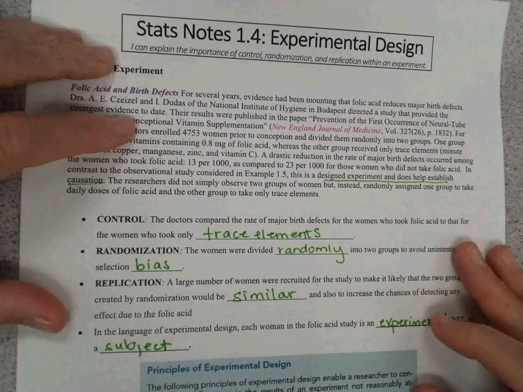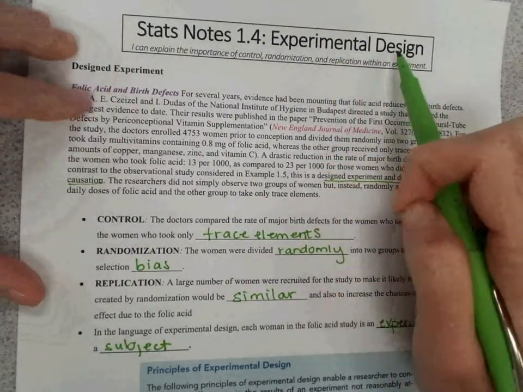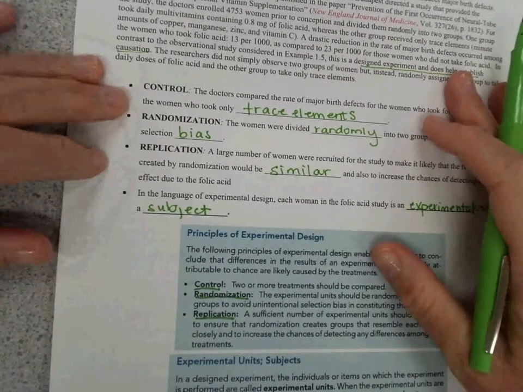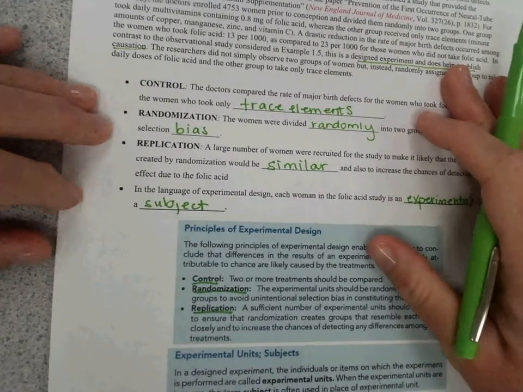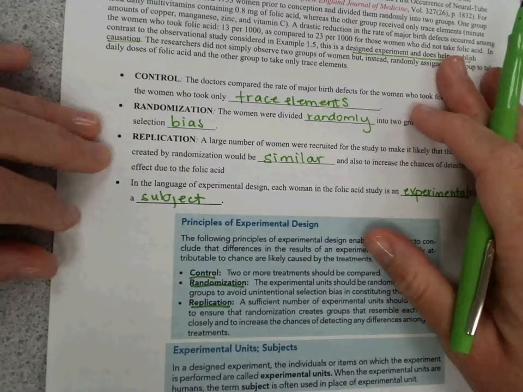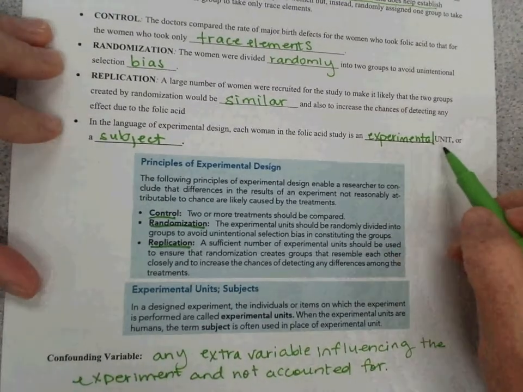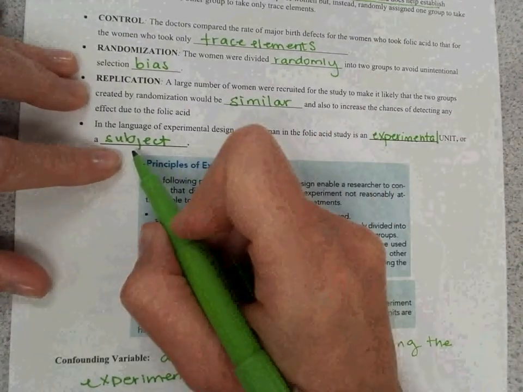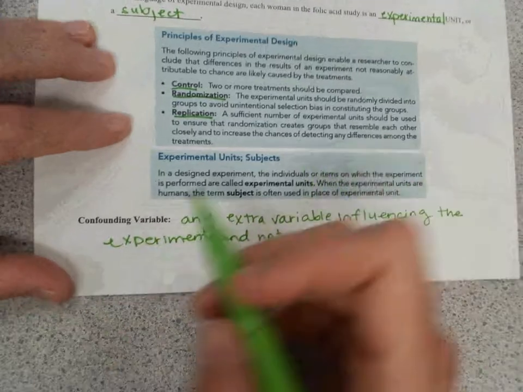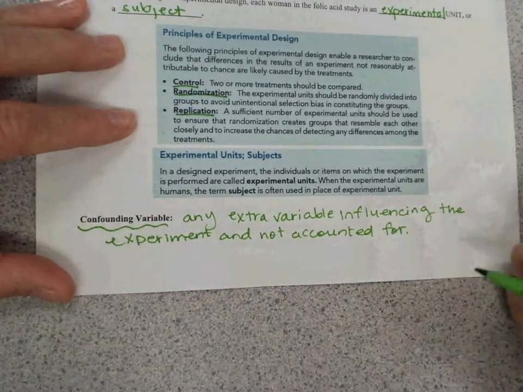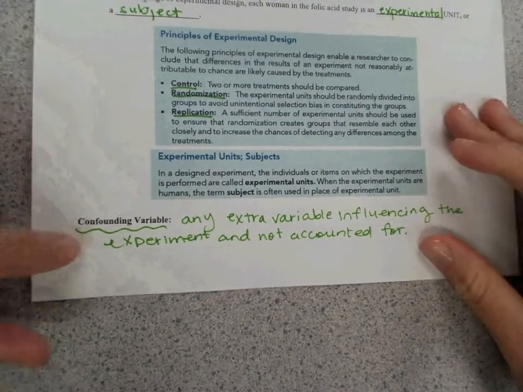So this is page 1 for our notes on experimental design. We talked about these terms: control, randomization, replication, as well as experimental unit versus subject. And finally, we talked about confounding variable.